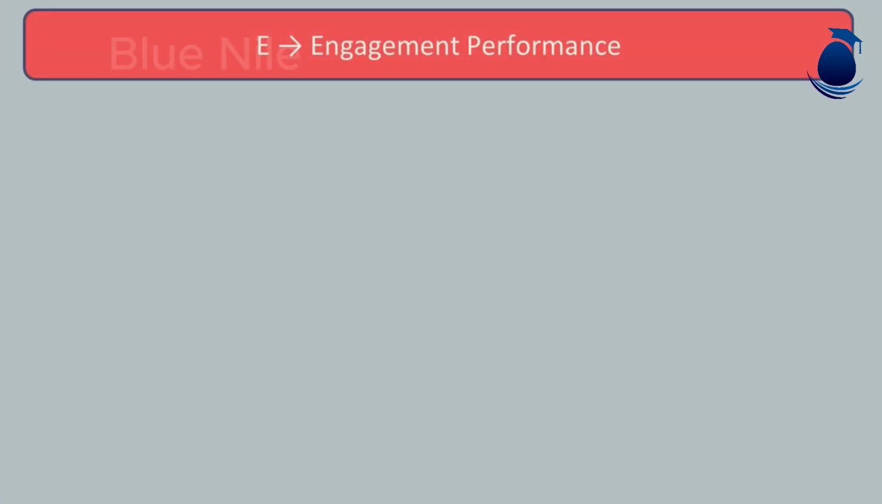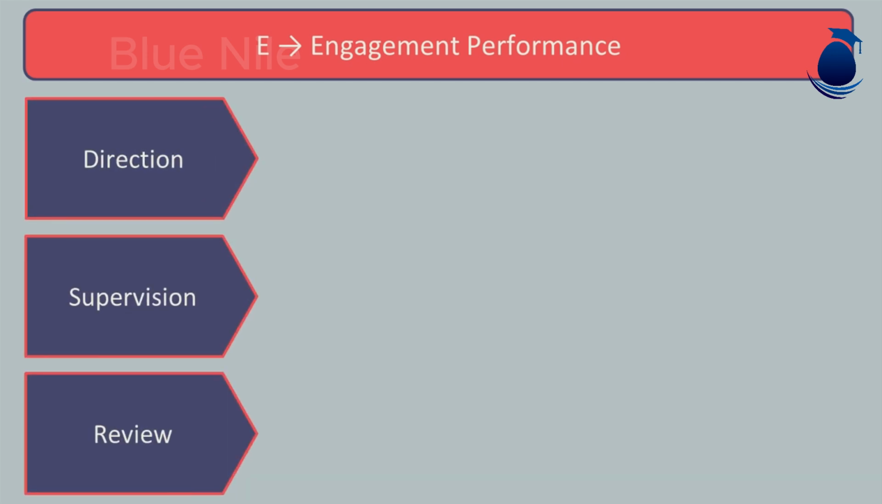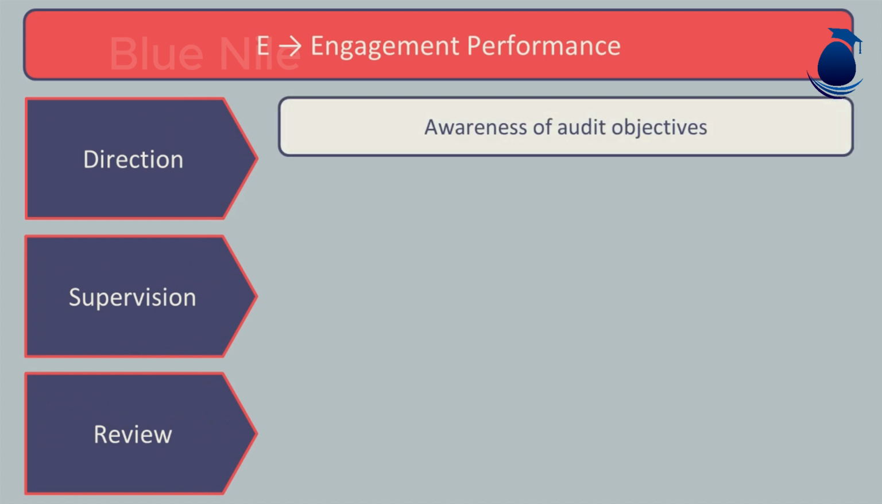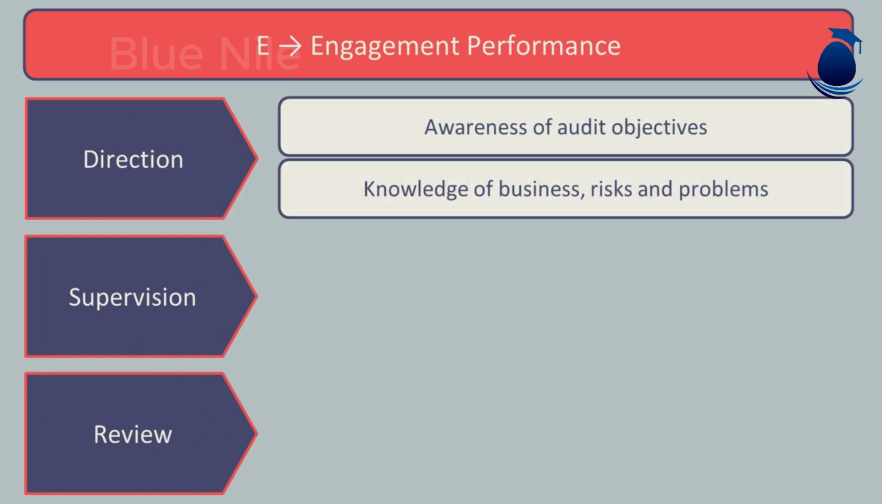Finally, E is for engagement performance. This looks at the overall performance of the audit assignments across the audit firm. This is made up of three elements: the direction, supervision, and review of the audit. The direction focuses on ensuring everyone is aware of the objectives of the audit, knowledge of the client business, the risks, and any problems that may arise.